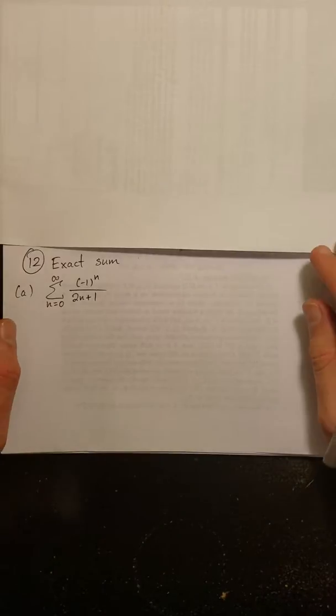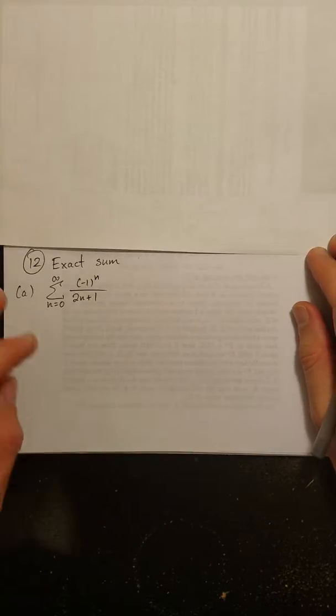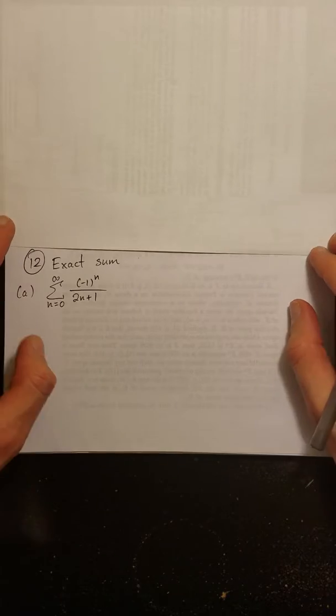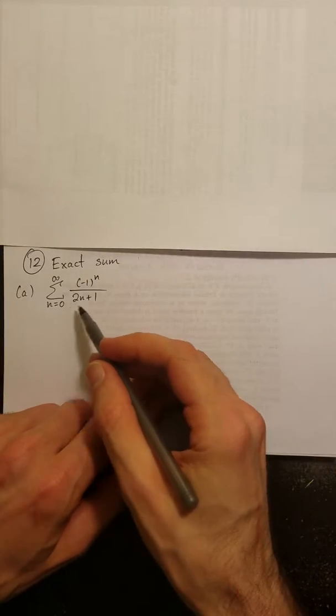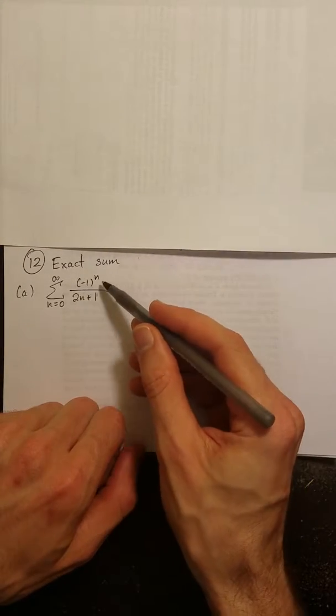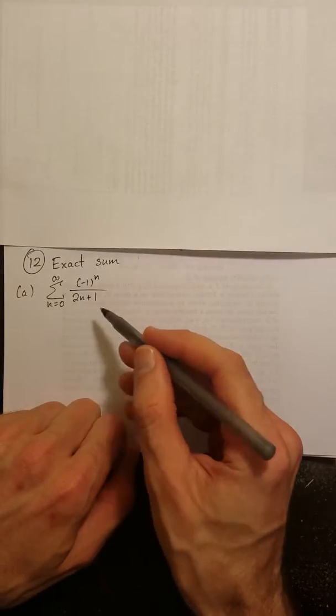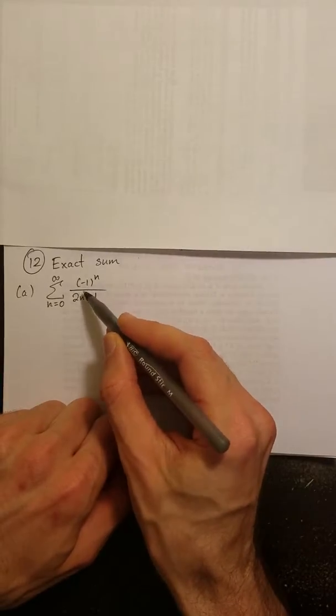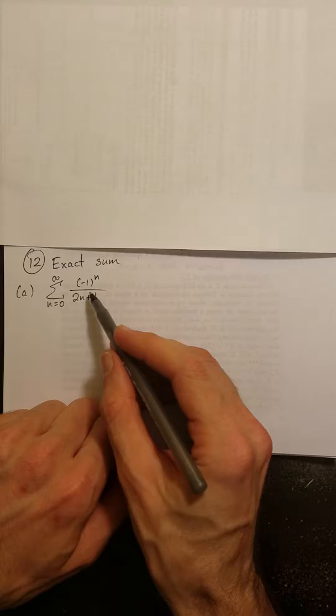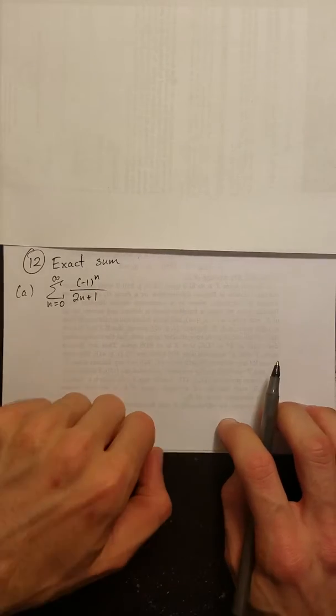All right, so moving on to problem 12, part A, from the final exam practice. We want to find the exact sum of this series. It's an alternating series starting at n equals 0 and going to infinity. The terms look like negative 1 to the power n divided by 2n plus 1.